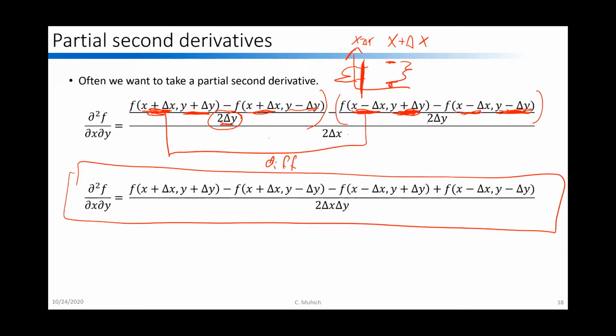You'll notice that a lot of these parentheses and where you do things fall out, but in the end, we have the function value where I add delta x and add delta y, which is positive. I have the function where I subtract delta x and subtract delta y, which is also positive. And then I have the two cases, x plus delta x, y minus delta y, and x minus delta x, y plus delta y. In these two cases, they're both negative. And then we end up with these 2 delta x, delta y on the bottom.